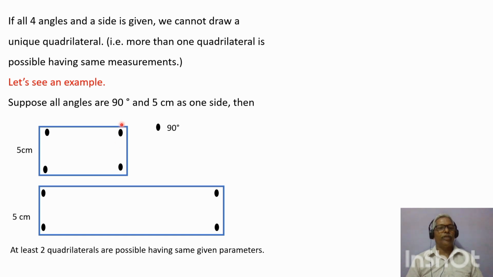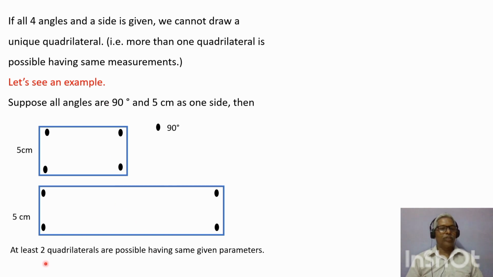Then this quadrilateral is possible where all angles are 90. See, it is given here and this side is 5 centimeters. But there is another quadrilateral also possible with the same measurements. This is 90, this is 90, all are 90 and this is 5. Of course you can draw millions of quadrilaterals like this, but for our purpose, if at least two are possible, that means the rule doesn't hold for this.